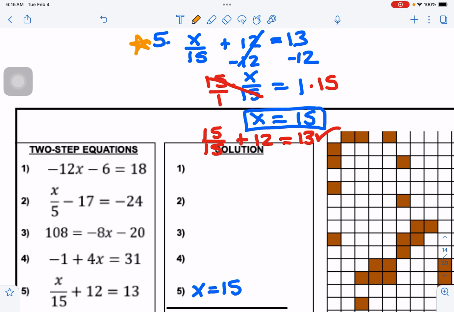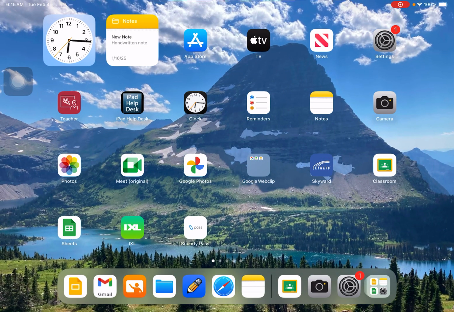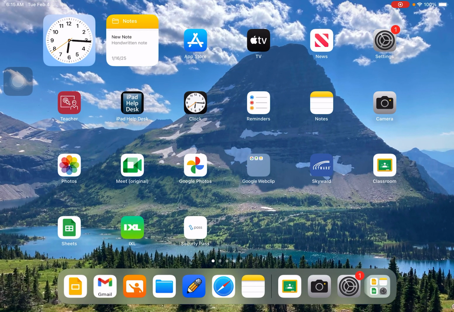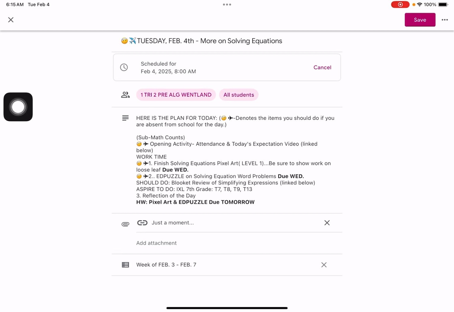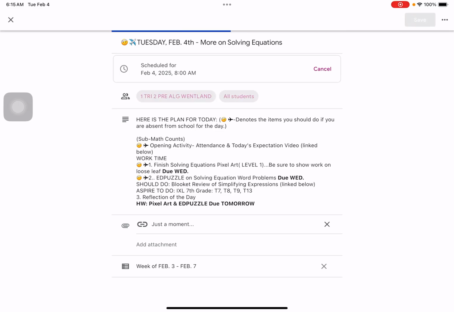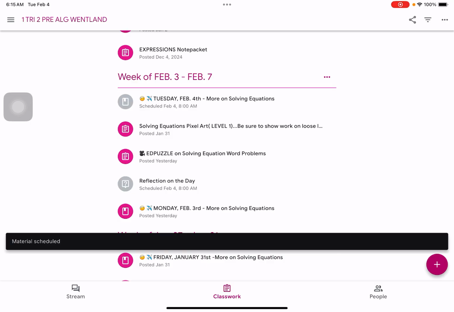If you finish up early, you will find a booklet under today's agenda, so under this Tuesday, that you could do, which would practice simplifying expressions. You will also find some IXLs that I have recommended for you as well.